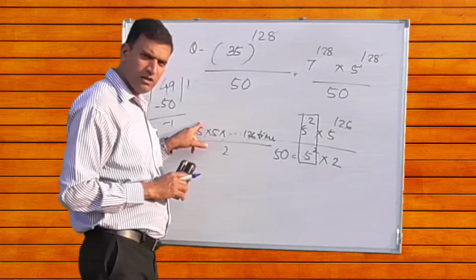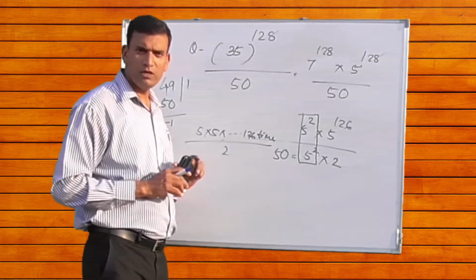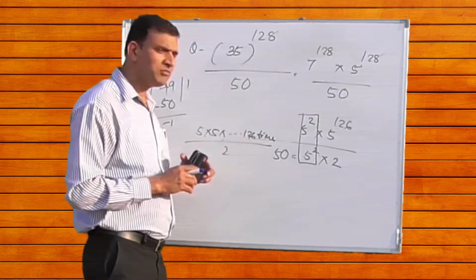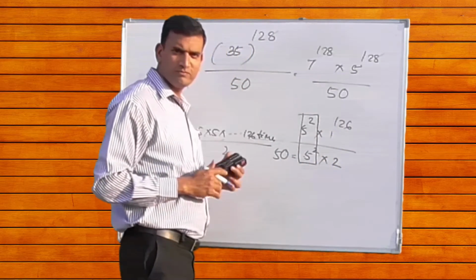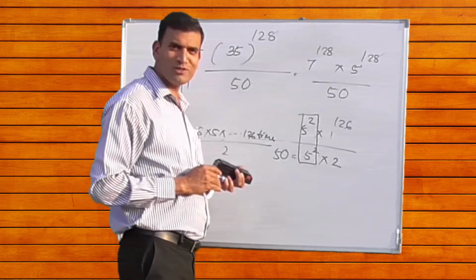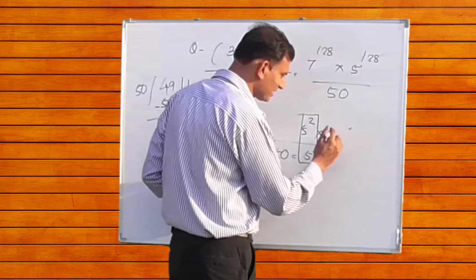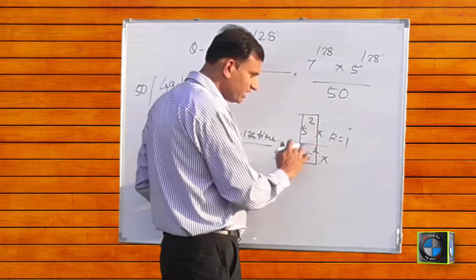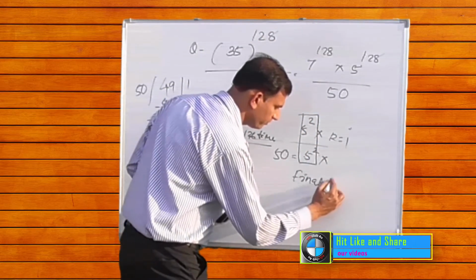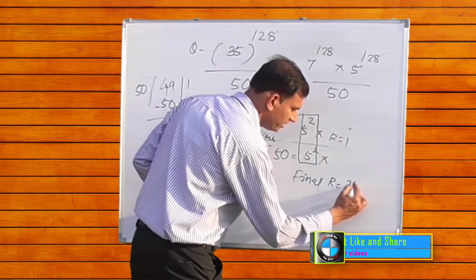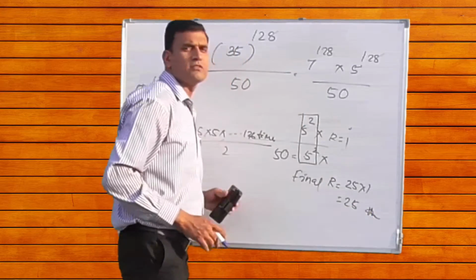So here the remainder is 1, again 1, again 1, every time 1. The same thing can be written as 1 to the power 126, which also equals 1. So finally, the remainder of this part is 1. The common part is 25, so the final remainder is 25 into 1, which equals 25. This is your answer.